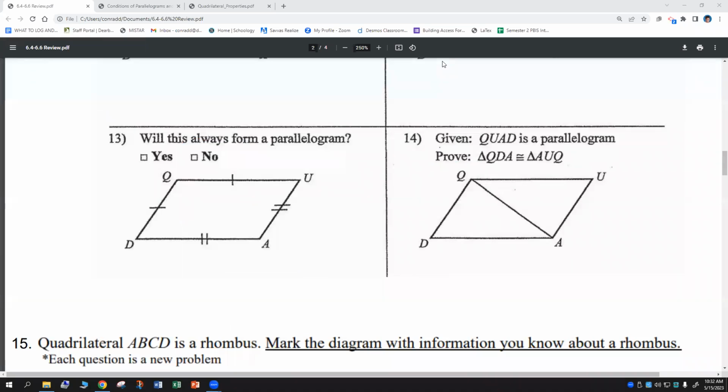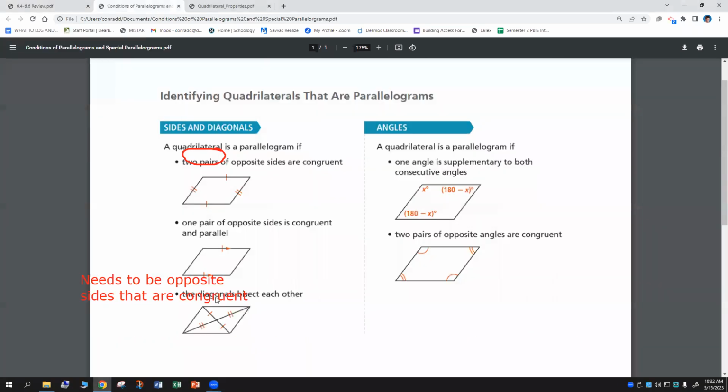All right. Last two here. Is this always going to be a parallelogram? The answer is no, right? We need opposite sides that are congruent, not consecutive sides. So if we look at the property sheet, it clearly says right here, two pairs of opposite sides.